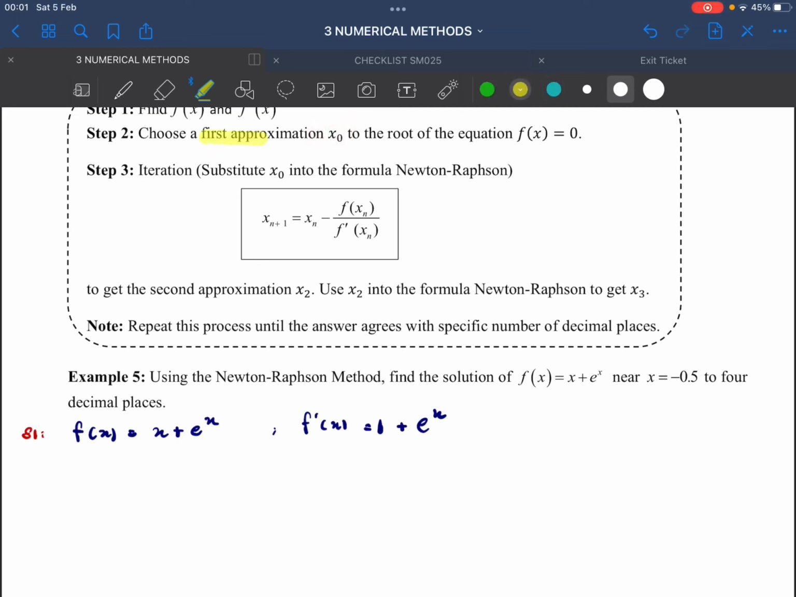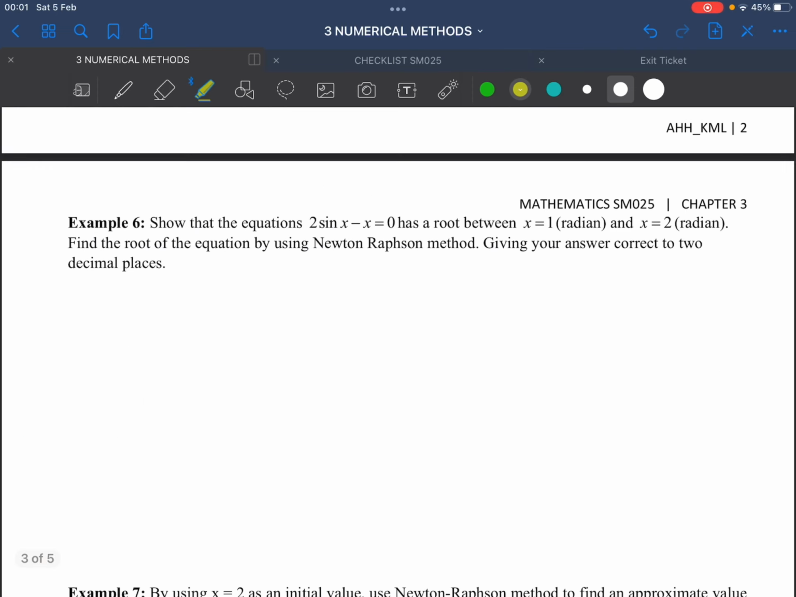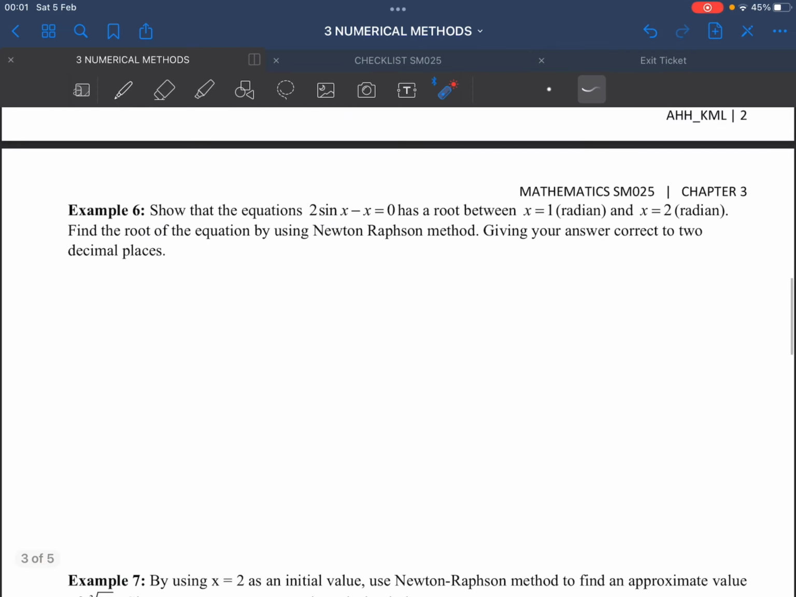The first approximation, which we label as x naught, to the root of the equation fx equals to 0. Sometimes the question gives you the initial value. Sometimes you have to find it by yourself. How? Let's say if the question gives you the interval, as I said earlier, let's say here we have between x equals 1 and x equals 2, you just take your x naught as the middle value between the intervals. So let's say here x naught equals 1.5.